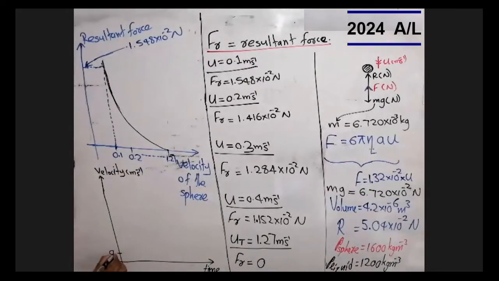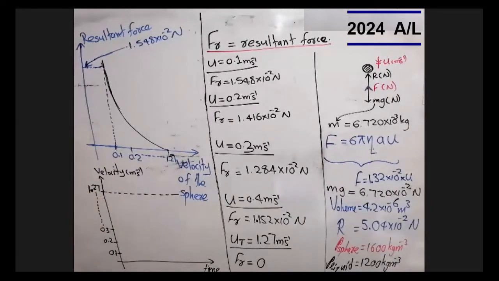Velocity increases 0.1, 0.2, 0.3, and finally it reaches 1.27. So with time, velocity increases up to 1.27. Once the velocity reaches 1.27, the velocity will not be further increased. Therefore, 1.27 is the maximum velocity.